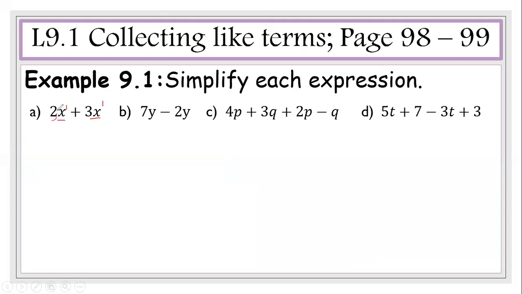I can add what? The coefficient, the numbers that are beside them. So what will you do? You're going to say 2x plus 3x. What's the answer? You just add the 2 and the 3. 2 plus 3 is actually what? 5. You're going to say 5x. And you do not change the name. Why? Because it's the same as fractions.